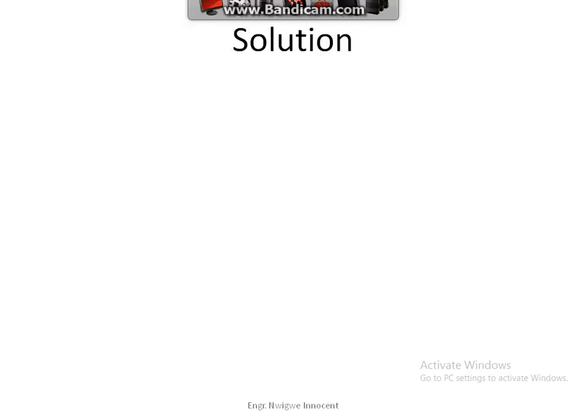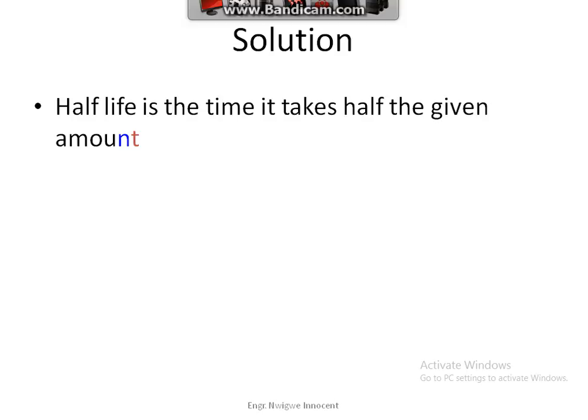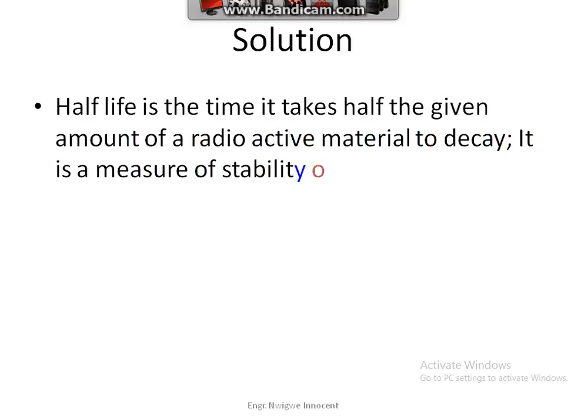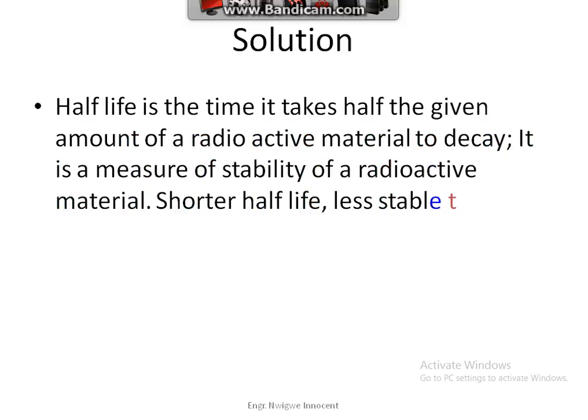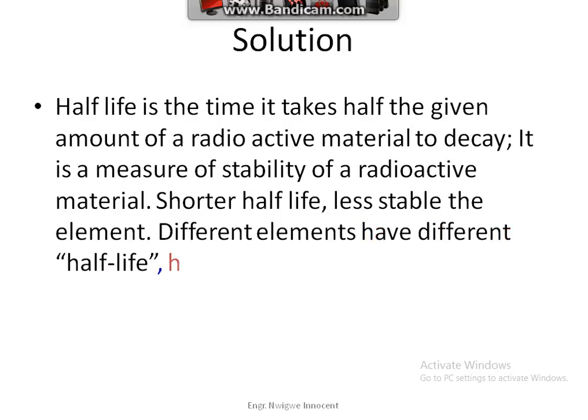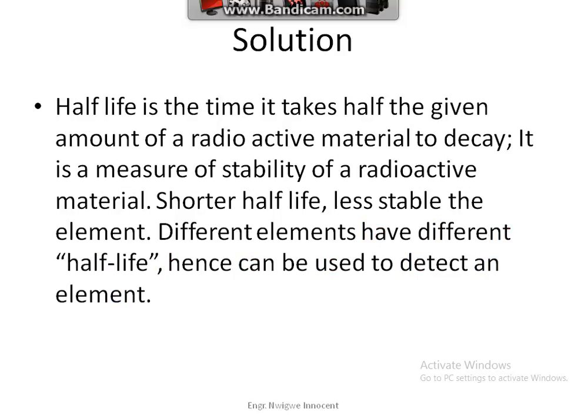Solution. Half-life is the time it takes half the given amount of a radioactive material to decay. It is a measure of stability of a radioactive material. Shorter half-life, less stable the element. Different elements have different half-lives. Hence, it can be used to dictate an element. The answer is C.